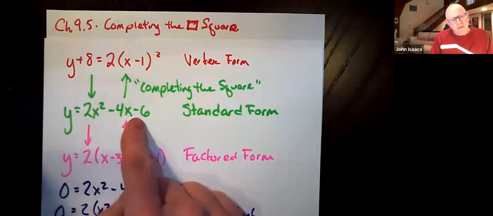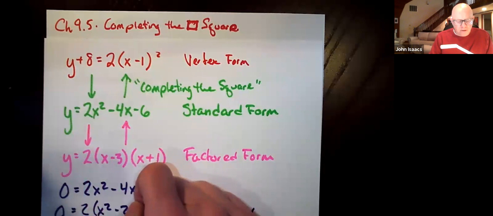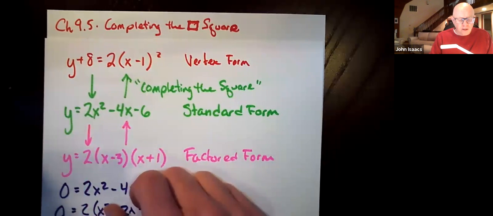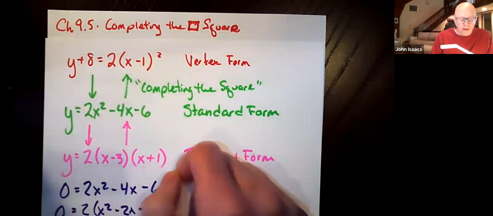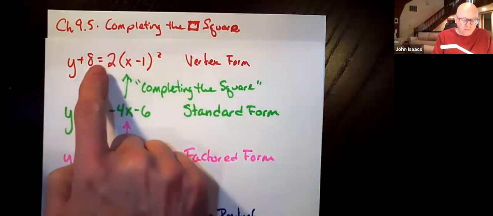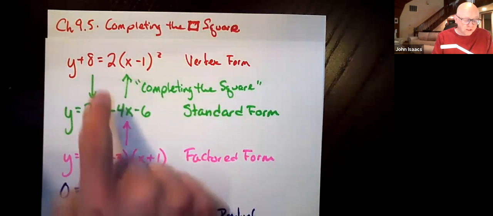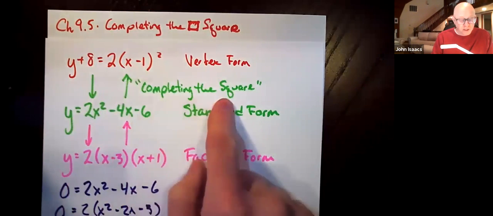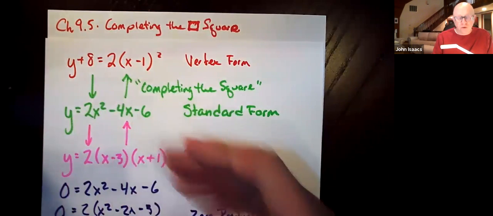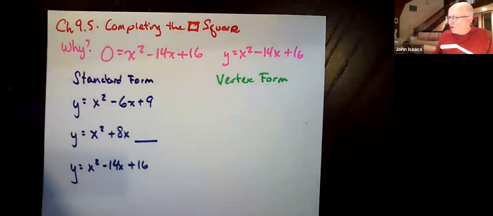But what about when this isn't factorable? Then you might want to go to a different form. Vertex form is something that you can always go to. And in order to do that, we talked about getting from vertex form to standard form being easier, just multiplying. But to go from standard form to vertex form, you need to complete the square. So that's one of the reasons to deal with completing the square.